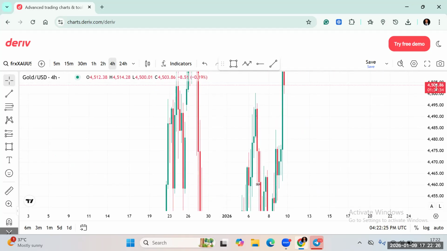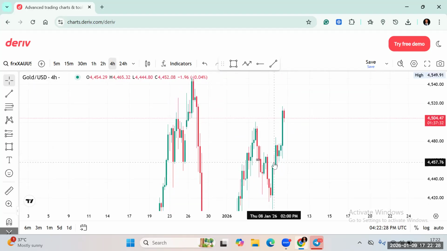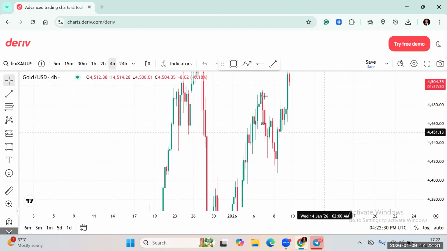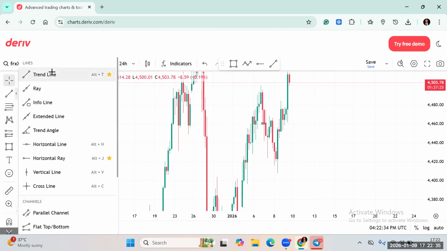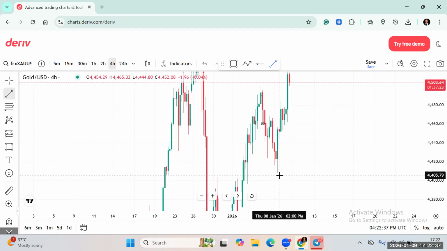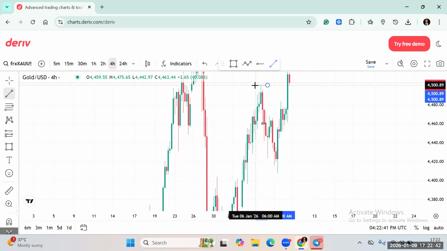Gold wants to break the high. Now, gold has given us the perfect setup. So let me mark this. It started with a buy sweep, liquidity grab. It did RBS here.